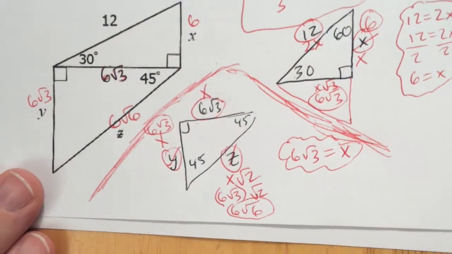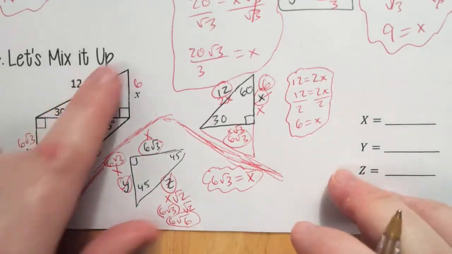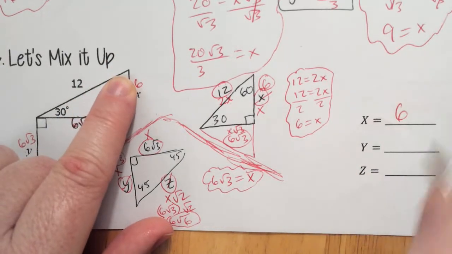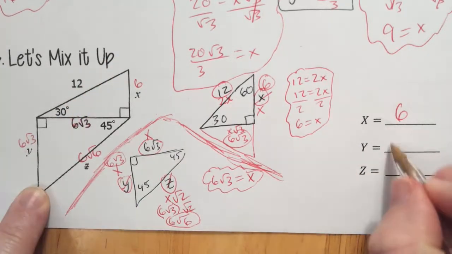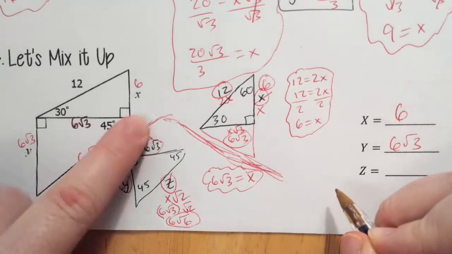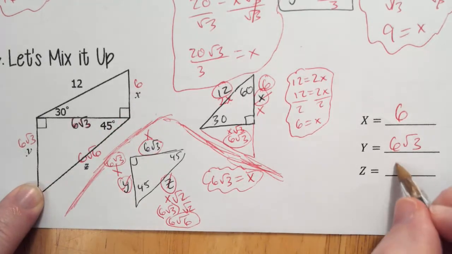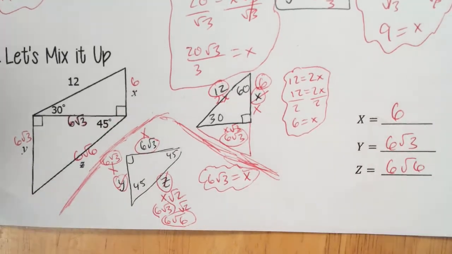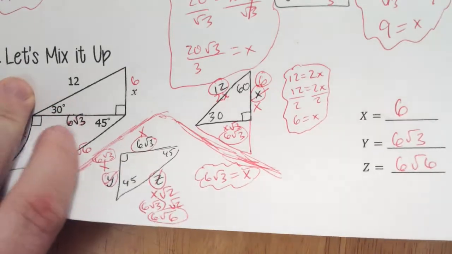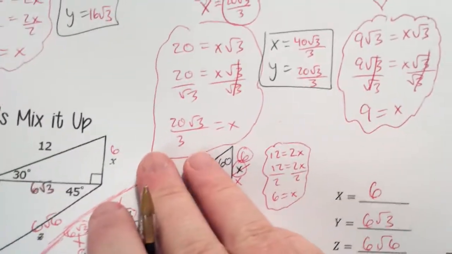All right, and your final step. Answer the question. This side was a black x. This side was also 6. This side was a black y. This is 6 radical 3. And this side was a black z. This was 6 radical 6. And those are your answers. Excellent. Okay, so now that's page 3.